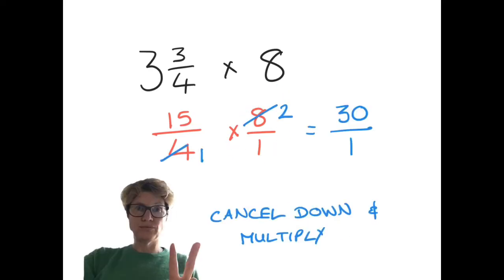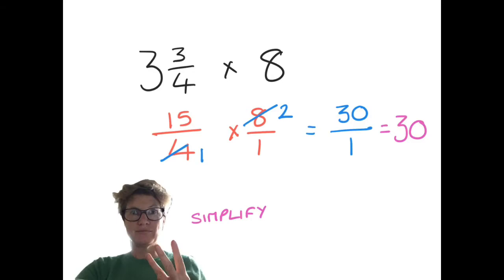Step 2, cancel down and multiply. 4 and 8 have a common factor of 4, so 4 divided by 4 is 1, 8 divided by 4 is 2, and we multiply. 15 multiplied by 2 is 30, 1 multiplied by 1 is 1. Step 3, simplify your answer. 30 divided by 1 is 30. There's our answer in its simplest terms.